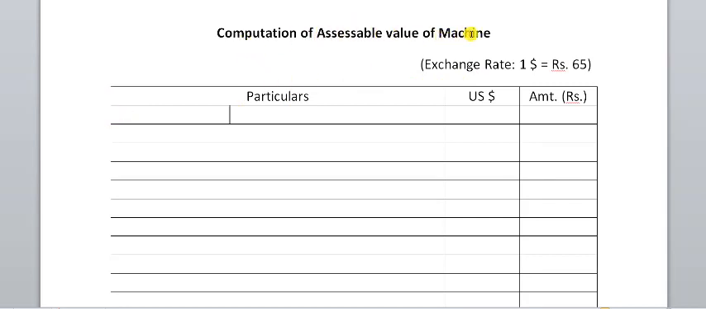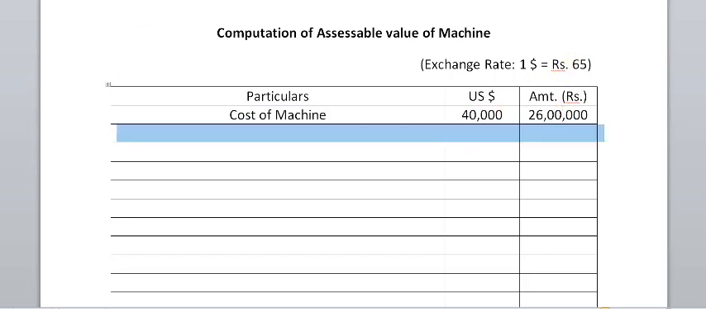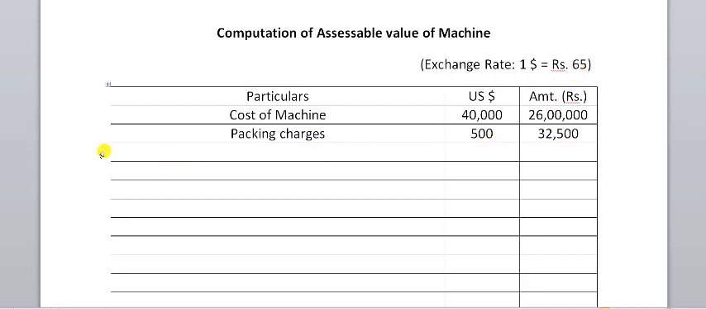Computation of assessable value of machine. Exchange rate is $1 equal to rupees 65, and the amount in Indian rupees will be taken. So cost of machine they have given 40,000 US dollars. We have to convert that into Indian rupees. So multiply by 65, 40,000 into 65, 26 lakh you will get. Next, packing charges they have given in dollars, $500 into 65. So take the amount.